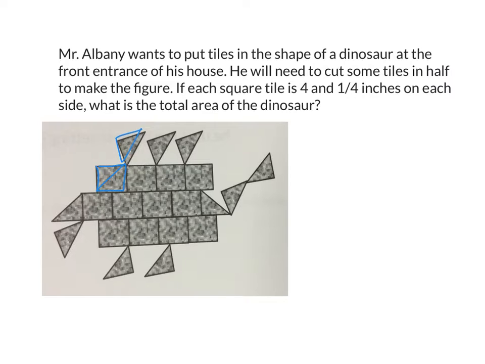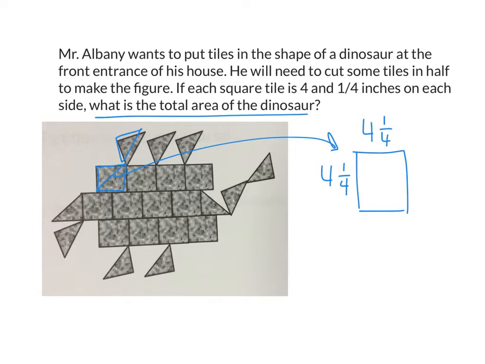He wants to cut some tiles in half to make the figure. If each square tile is 4.5 inches on each side, that means if this is one square, if I zoom in, and that's one square, it's 4 1/2 here and 4 1/2 here. Okay? The question's asking what is the total area of the dinosaur? So without writing anything down in your notebook, without solving it yet, turn and talk to your partner. What are the steps? Don't say, oh, first I need to multiply this. Explain what your process would be.